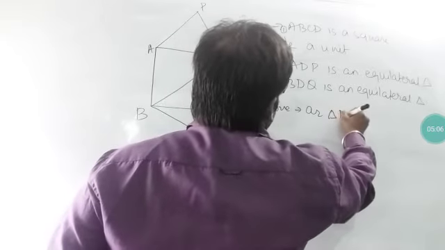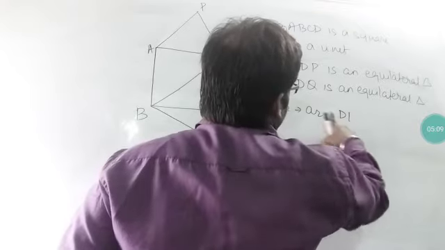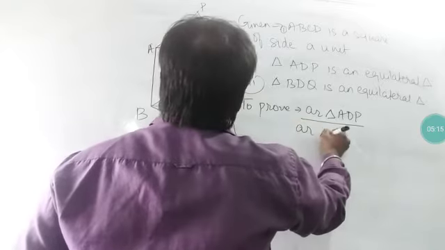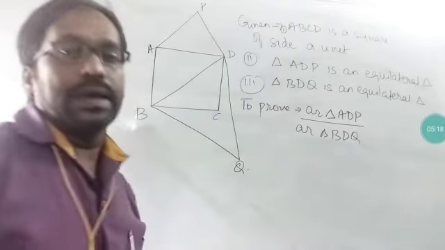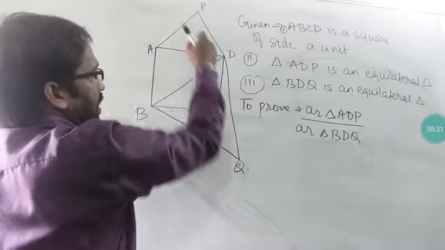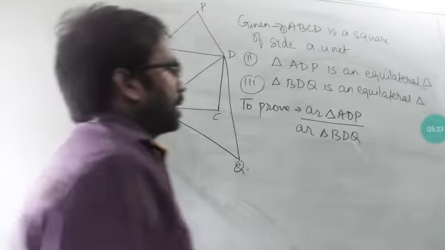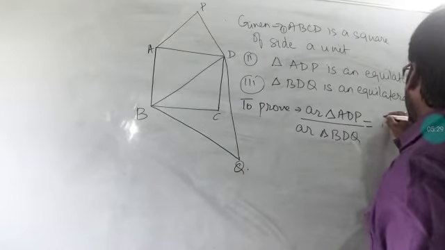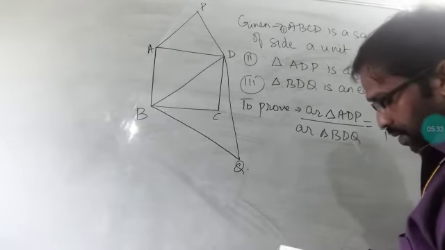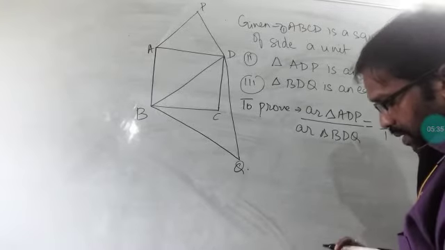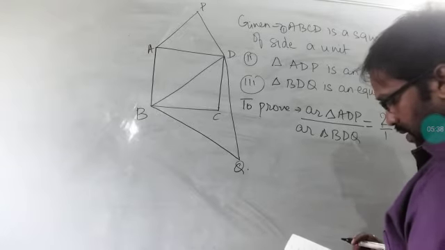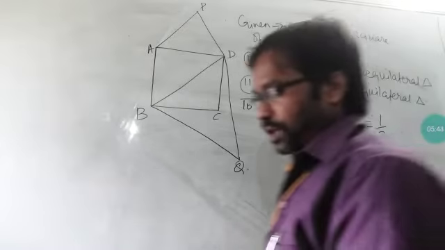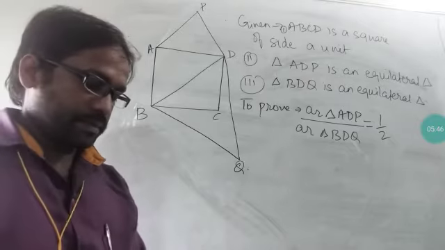So what we have to prove? We have to prove that area of ADP and area of BDQ. Okay, so we have to make it 1 by 2, not 2 by 1. By mistake I have written it here. Actually it is because that question was erased there, so it is 1 by 2 basically. Okay, it is 1 by 2. When I read the question, I found the mistake here.